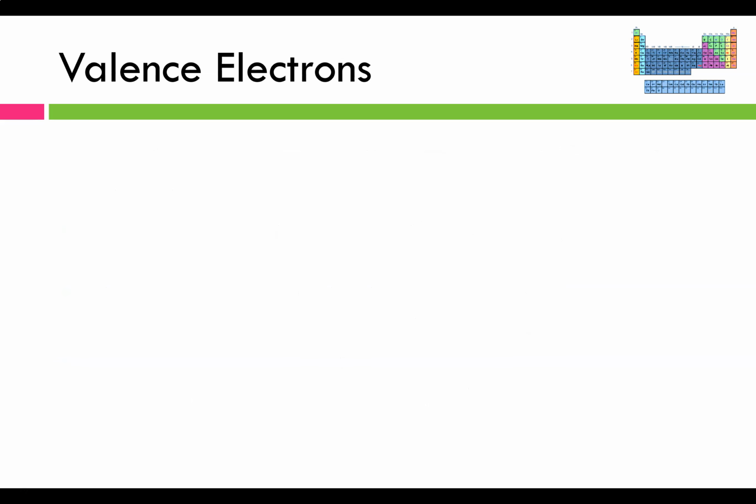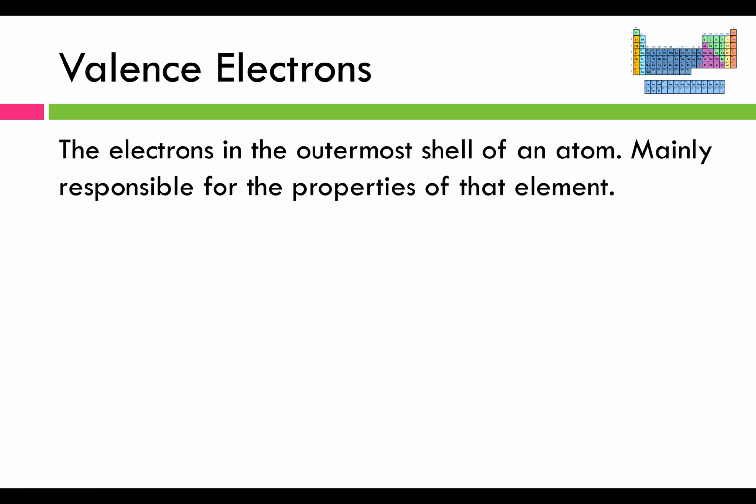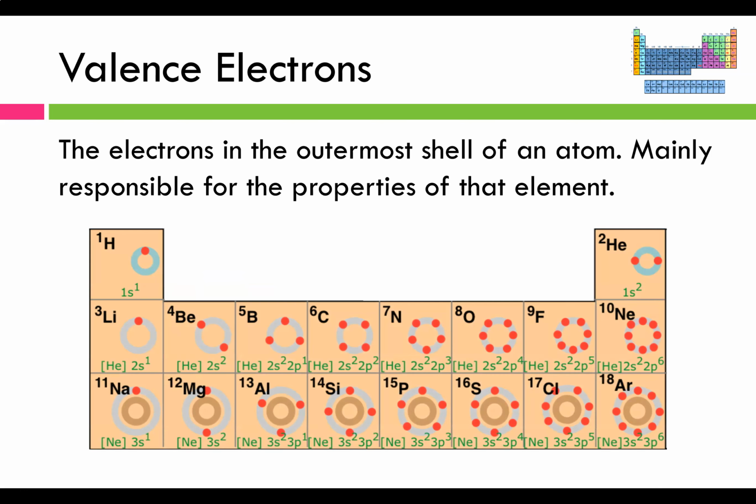Today we're really going to be focusing on the valence electrons, and this is a term that has come up a couple of times by this point in the semester. So remember, our valence electrons are the ones in the outermost shell of an atom, and they're the ones that are primarily responsible for the properties of that element. Again, we're going to be focusing on the S and P blocks of the periodic table, so really groups 1 and 2, and then 13 through 18.